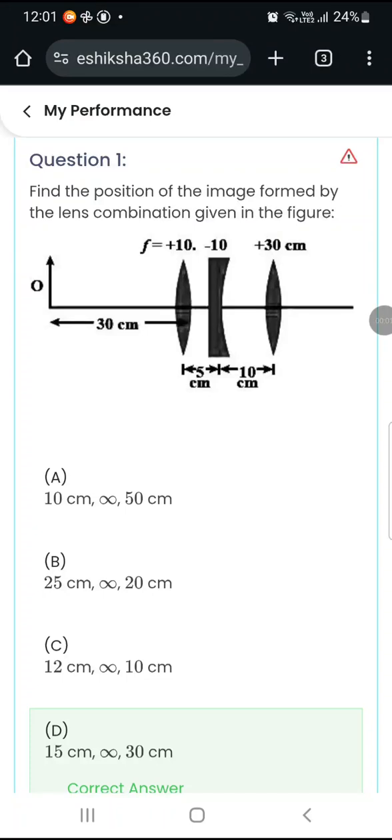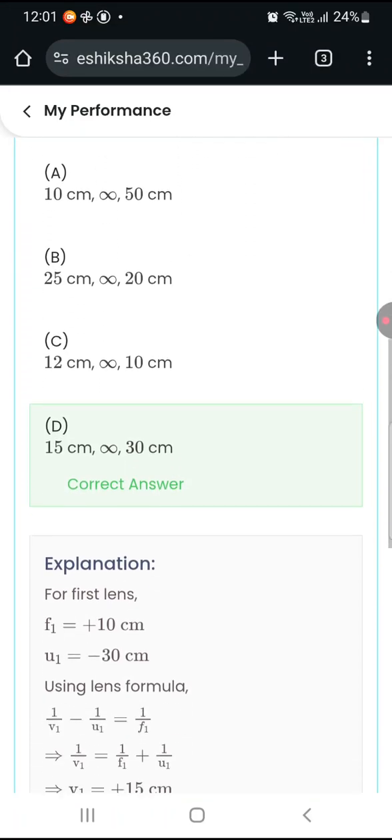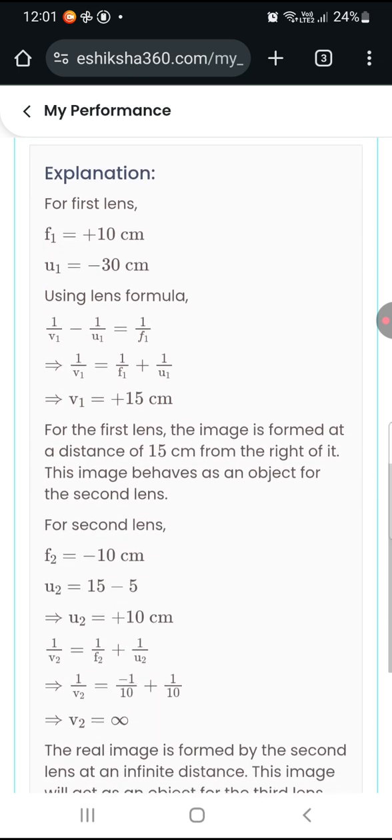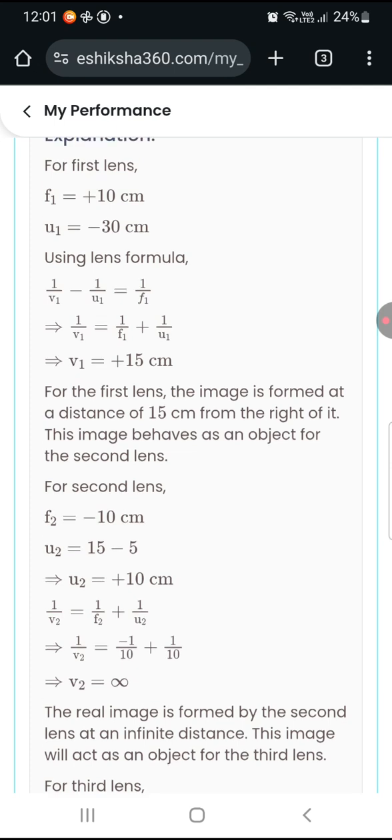Find the image formed by the lens combination given in the figure. Answer: 15 centimeter, 30 centimeter. Explanation. For the first lens, f1 equals plus 10 centimeter, u1 equals minus 30 centimeter.